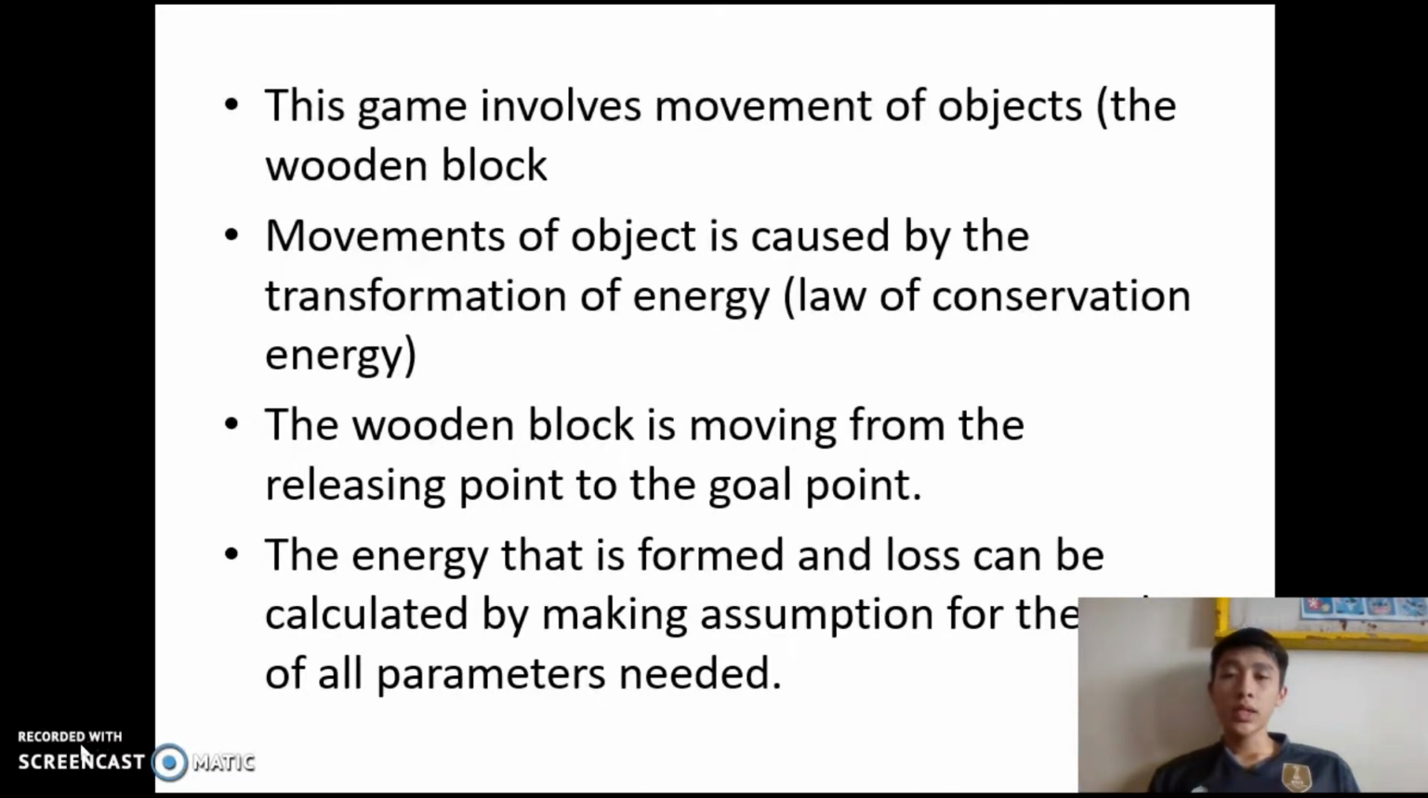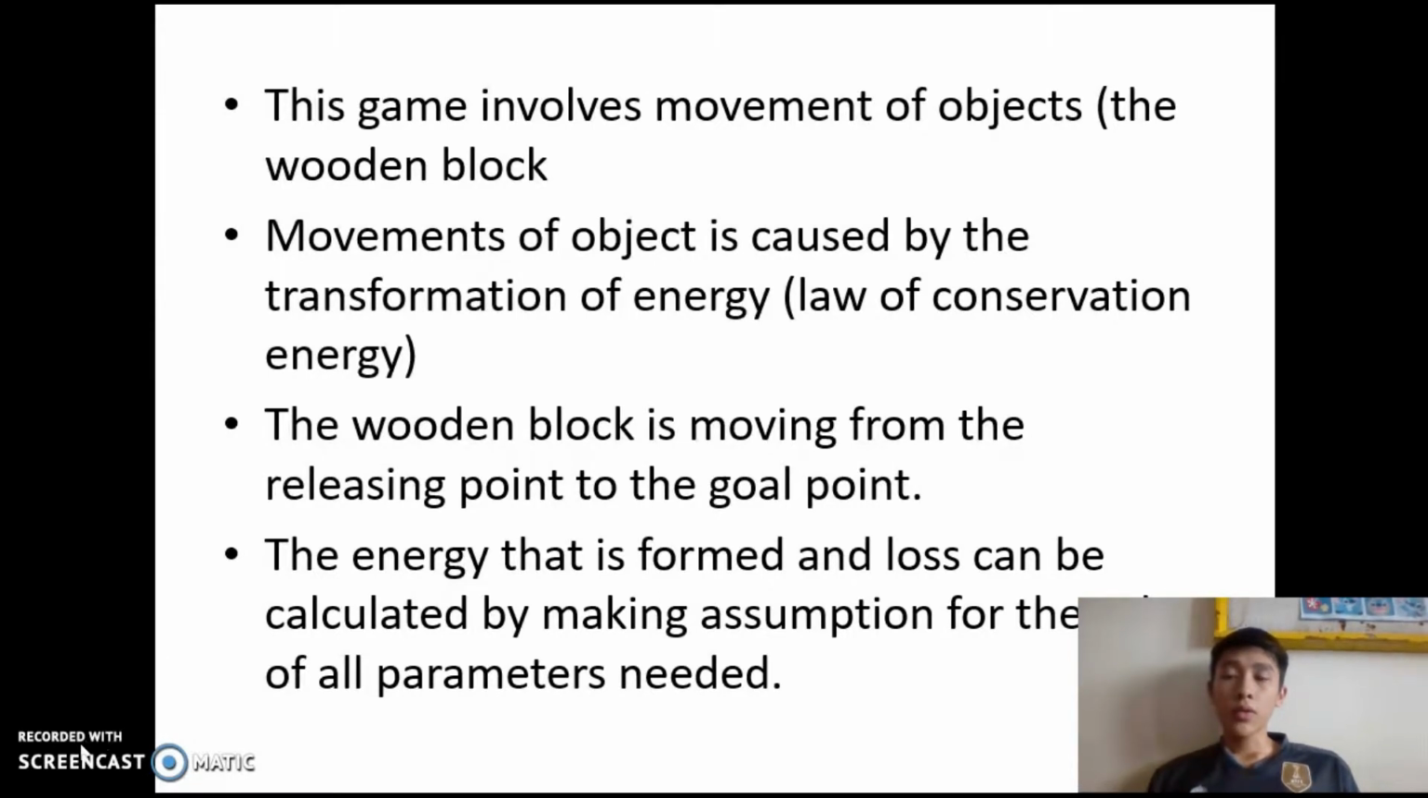Next, the energy that is formed and lost can be calculated by making assumptions for the value of all parameters needed. For example, in the formula of the kinetic energy, we need the mass and velocity, and in the formula of elastic potential energy, we need the spring constant and the stretch of the spring.